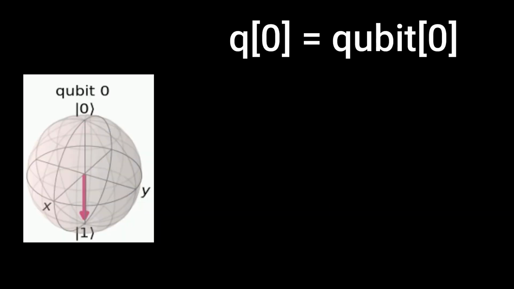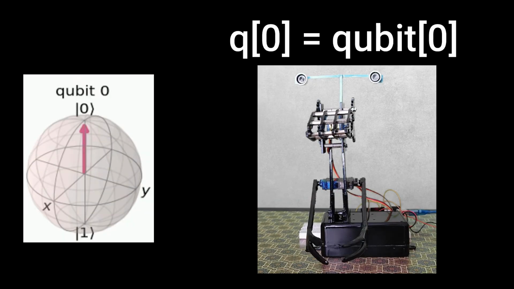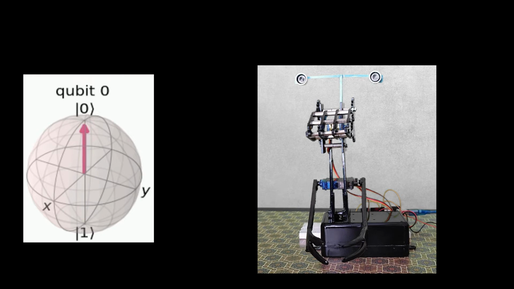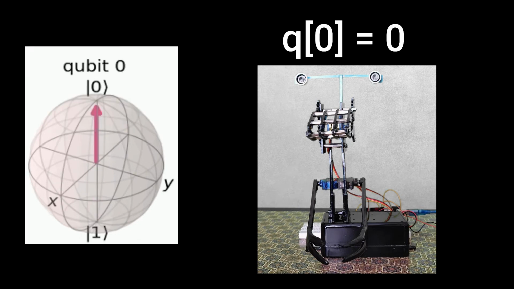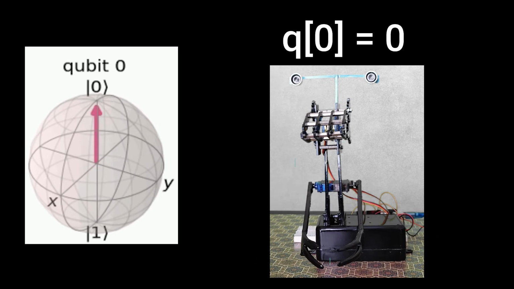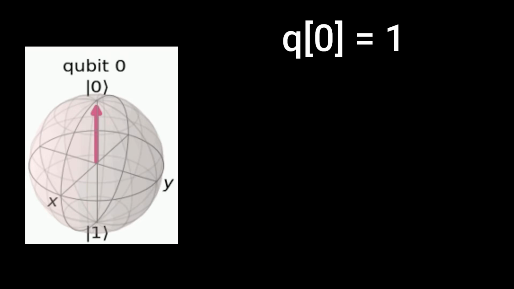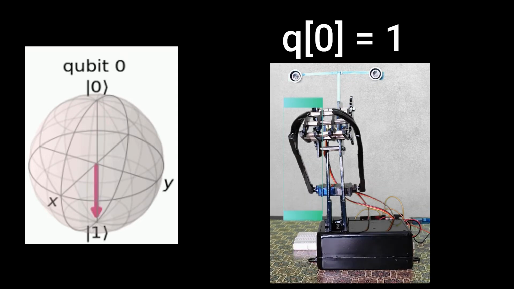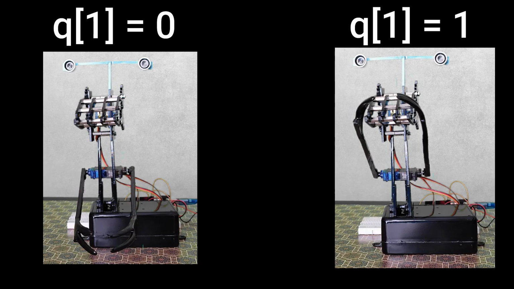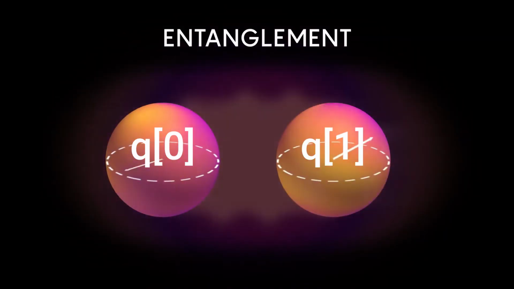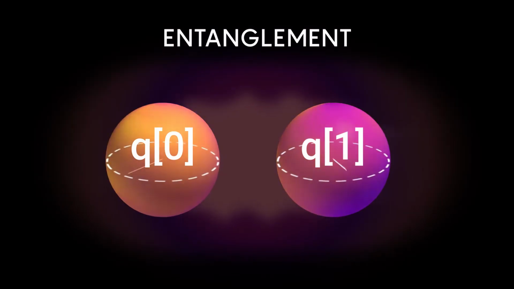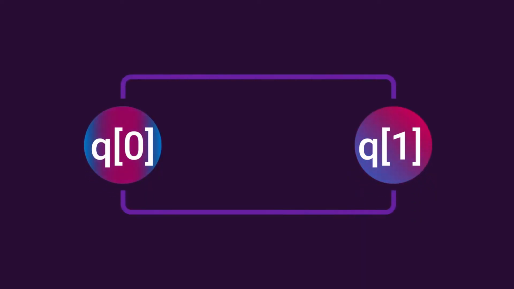So I decided Q0 controls the robot's right arm in such a way that if Q0's value is 0, that means the right arm should be down. And if Q0's value is 1, the right arm should be up. And Q1 controls the left arm in the same way. And because Q0 and Q1 are entangled, they should have the same value every time.